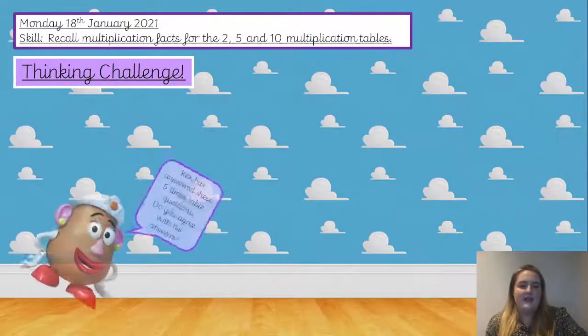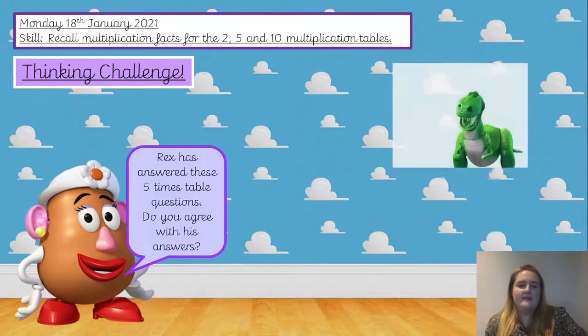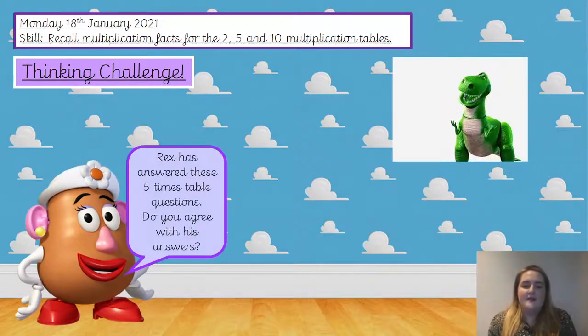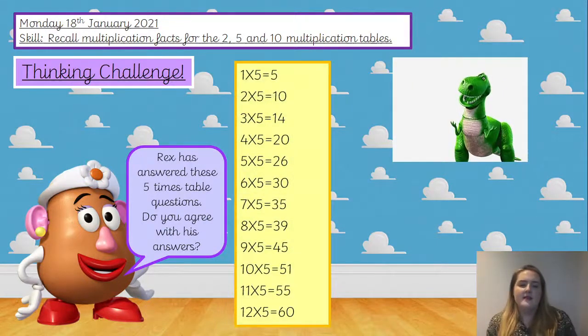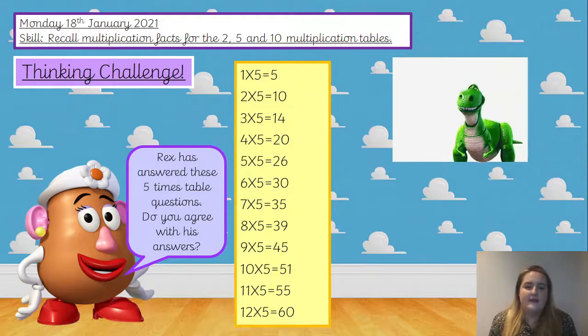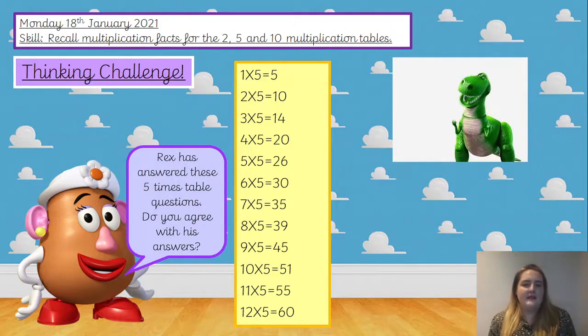Another thinking challenge now then. So Rex has answered this time, and he's a little bit confused there, isn't he? And he's tried to answer these 5 times table questions. And I want you to think, do you agree with his answers? So I'd like you to pause the video, please, and have a little look through and see if he's made any mistakes like Buzz did. Off you go, please.